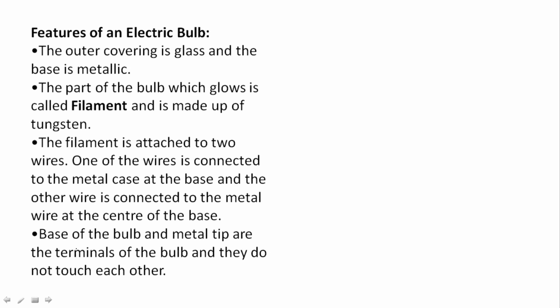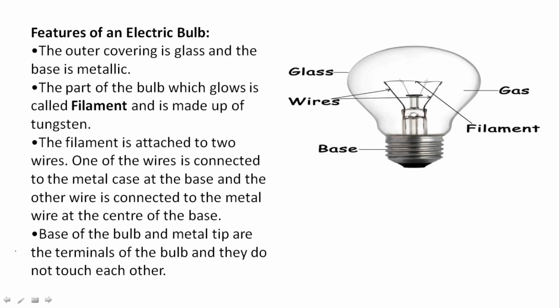Next you see bulb. You have seen bulb in your home. So what is this bulb? This is bulb and it has an outer covering of glass. Look here, this is glass covering, and below that the base is metallic. The part of the bulb which glows is filament. So this is filament. Look, filament is attached from this side to this side, and this is where the bulb glows.